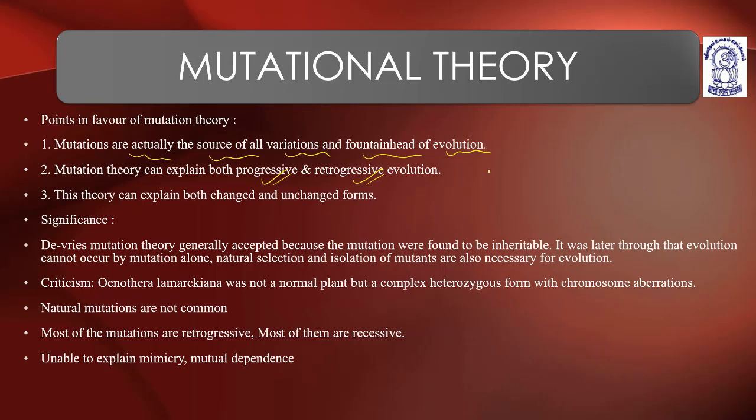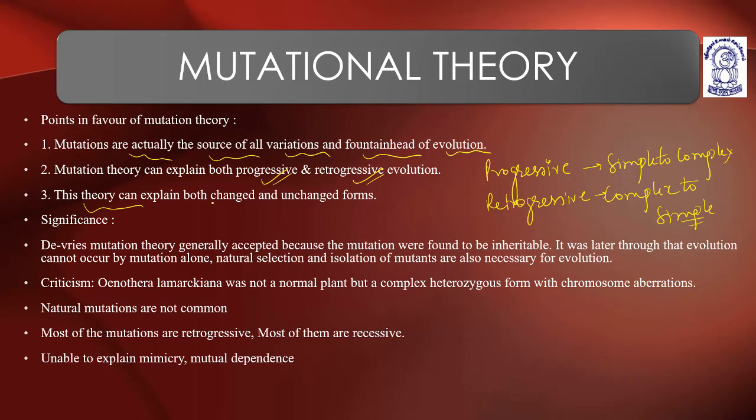Progressive means from simple to complex, and retrogressive means from complex to simple. Understood? So progressive evolution means in which the simple form is basically evolving into the complex form, and the retrogressive means in the backward direction. The retrogressive form, the more complex form, is going to form the simple form.